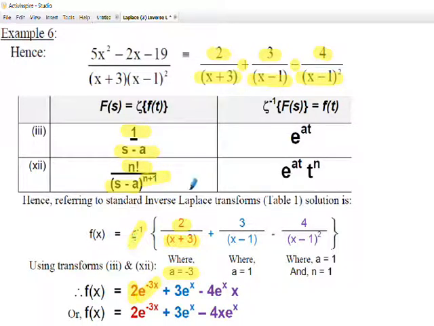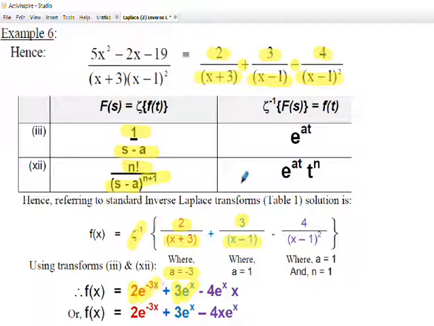With the second term, I've got 3 over x minus 1. That fits the 1 over s minus a format with a factor of 3 on the top. So that would be e to the x, e to the 1x in this case, because a is 1, and then multiplying that by 3.